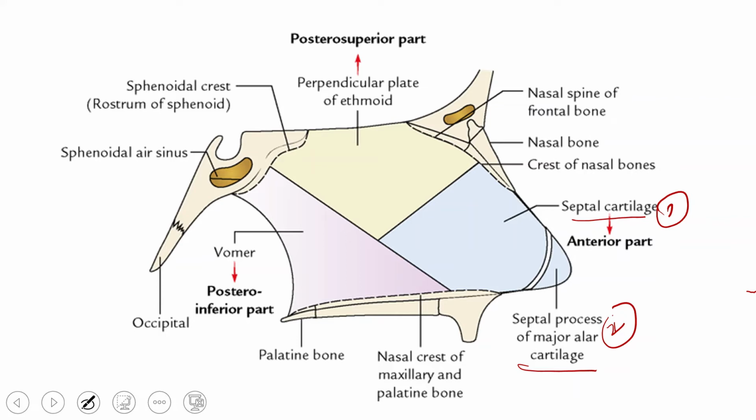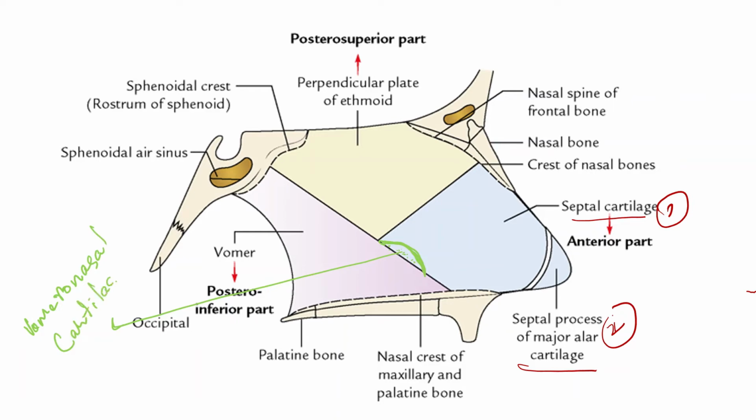The vomeronasal cartilage, if present, is seen to intervene between the septal cartilage and the vomer bone, as I'm trying to show here. So if present, this cartilage is called the vomeronasal cartilage and is seen between the vomer and the septal cartilage.